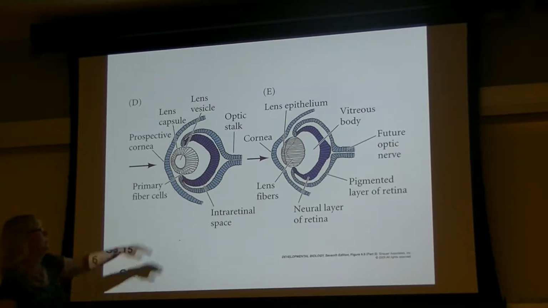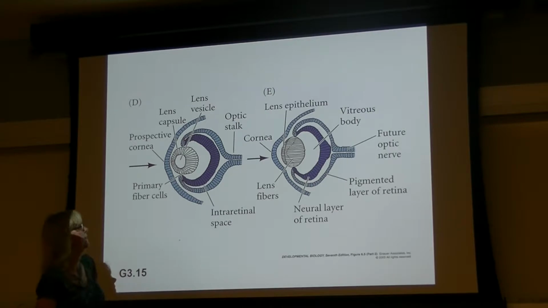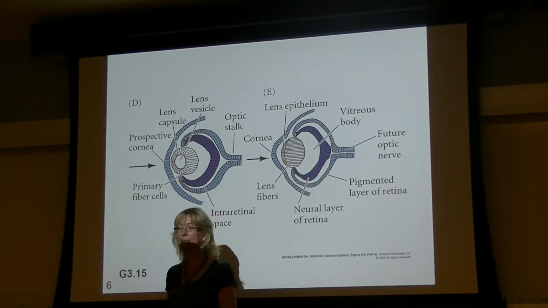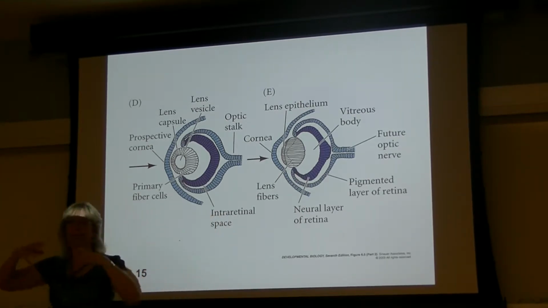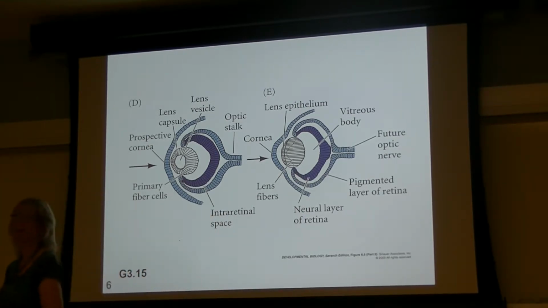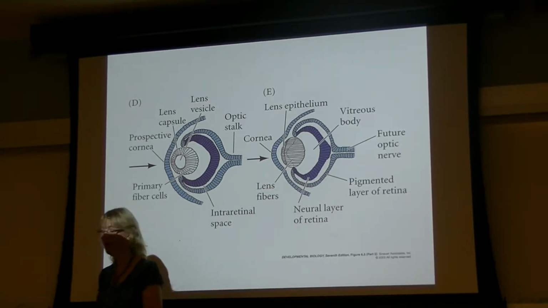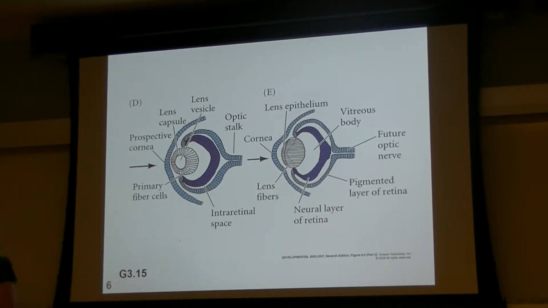Then we also have some continued differentiation within the rest of the optic cup. So we're going to see some fluid develop in here that is becoming the vitreous body. So that's the internal gel-like fluid or substance inside of the eyeball. And then these cells here, the neural layer and pigmented layer of the retina, have some further differentiation to do to set up the final layers of cells within that.